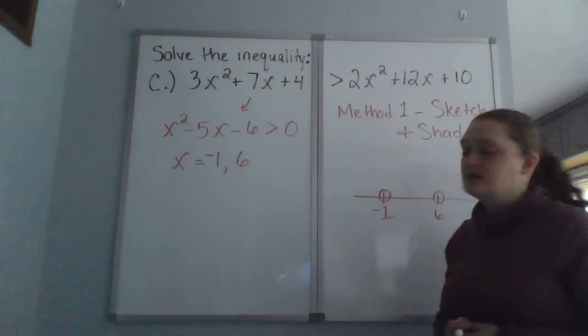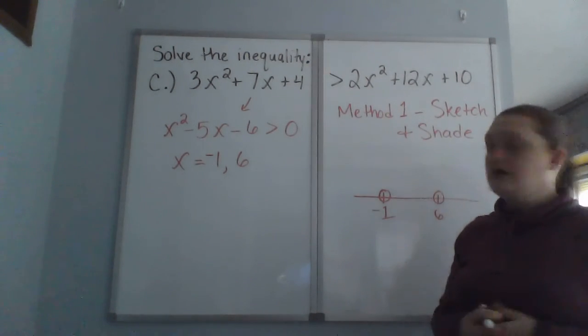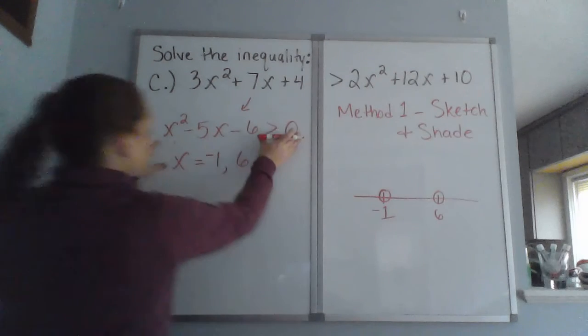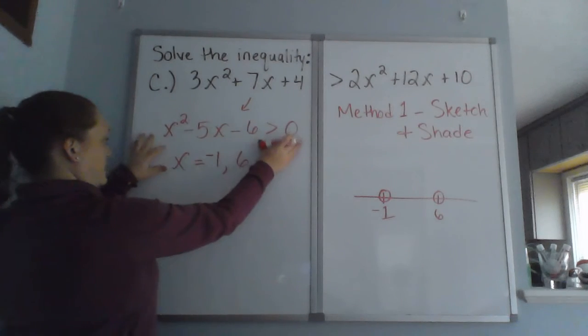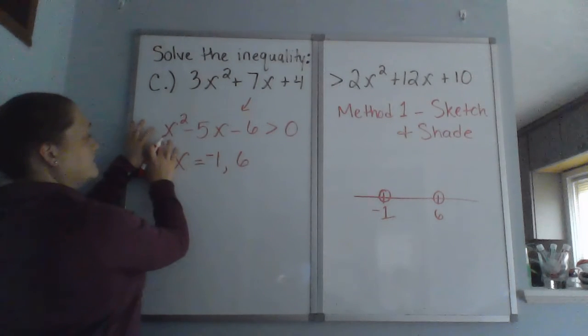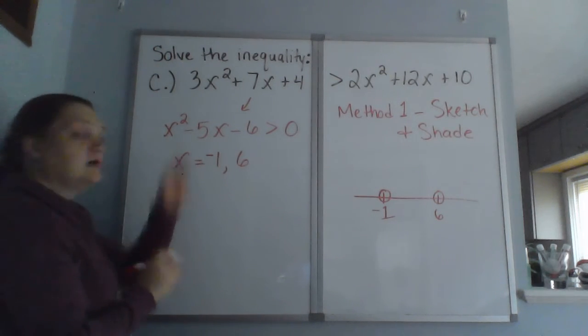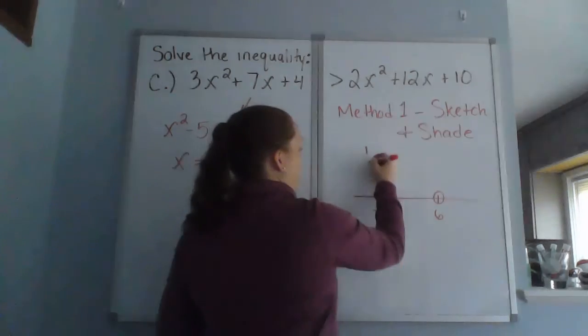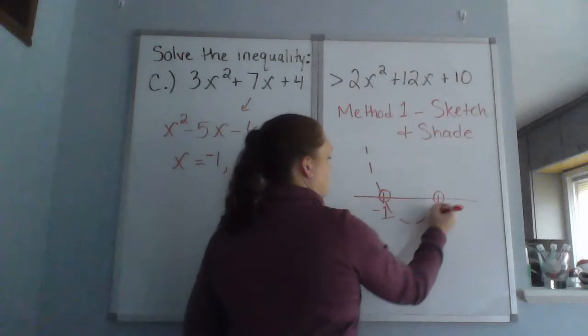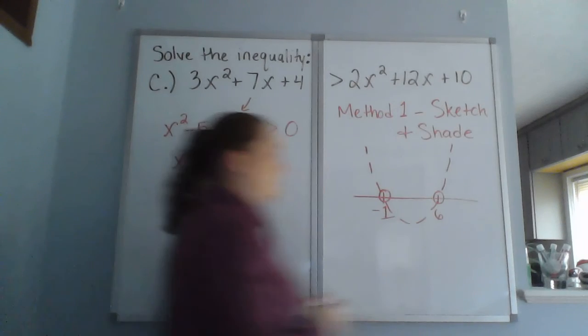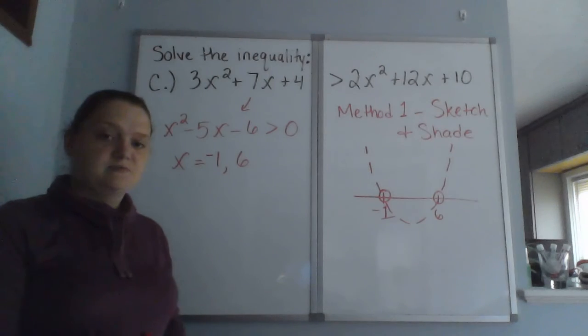And now I need to decide, does the parabola open up or open down? To do that, I go back to my simplified inequality and look at the a value, what's in front of the x squared. This is the positive x squared, so that means it opens up. So I'm going to draw a dashed line parabola opening up through that set of x-intercepts.